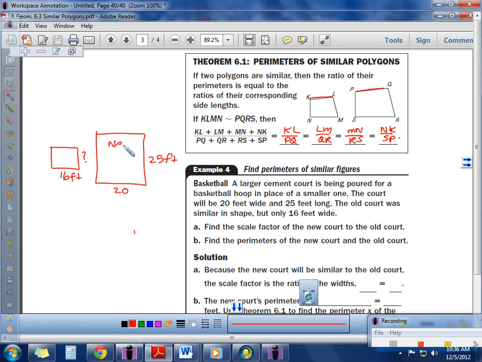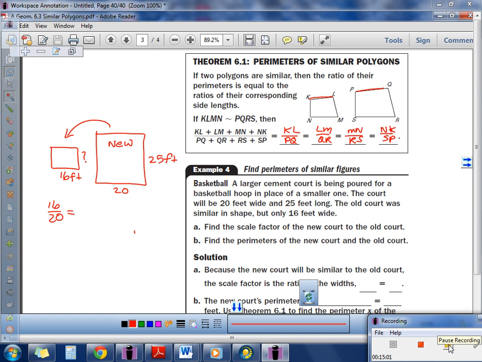So here's the new to the old. So what number do I need to multiply to get it back to the old? So to do that, you got to remember that to go from big to small, you need a small fraction. So I'll do small number over big. And that simplifies nicely to 4 over 5. So there's my scale factor.